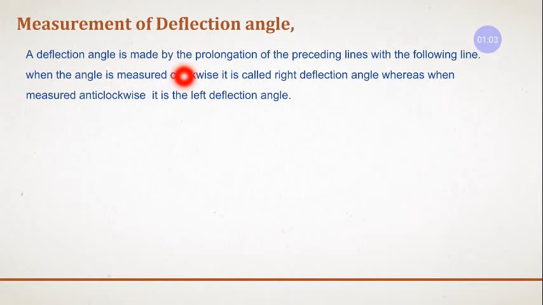Deflection angle is made by the prolongation of the preceding line. Preceding line means the back line, the previous line. Preceding line means previous lines. Okay, the preceding line with the following line. When the angle is measured clockwise, it is called the right deflection angle, whereas when measured anti-clockwise, it is the left deflection angle.